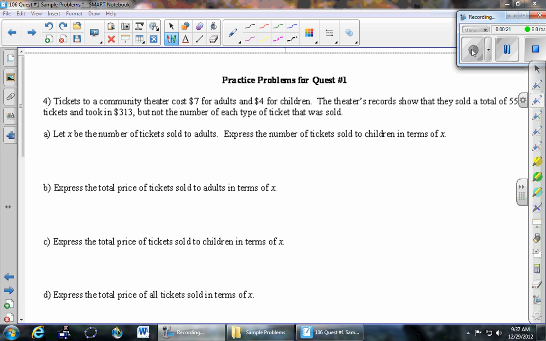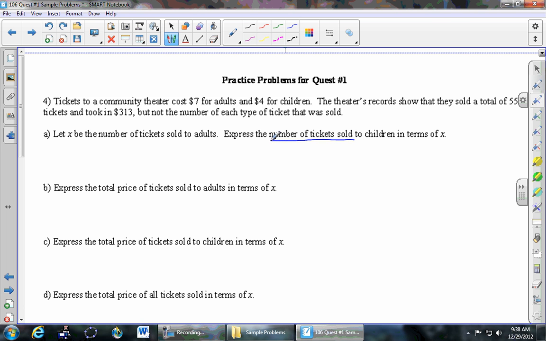A. Let X be the number of tickets sold to adults. Express the number of tickets sold to children in terms of X. So lots of information in the problem. In this case, we're looking for information about the number of tickets sold. So that cues me into looking at this part. It says there were a total of 55 tickets sold, and none of the dollar amounts matter for part A. So if X is the number of tickets sold to adults, then the number of tickets sold to kids must be the rest of them, 55 minus X.